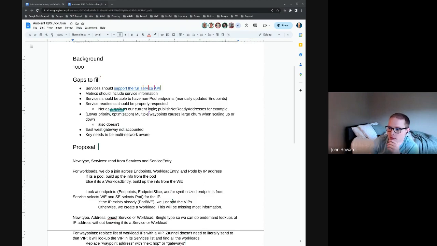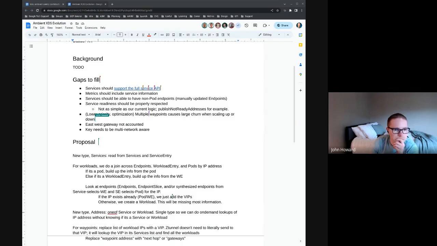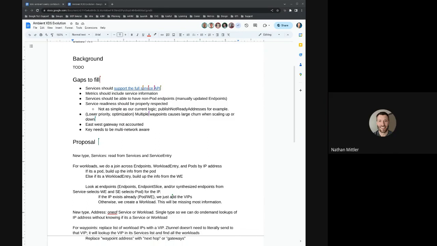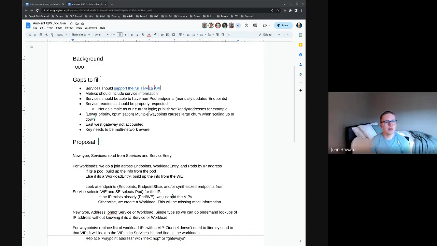Any other gaps? Not a gap, but just curious what your thoughts were with respect to handling endpoints for a service. Did you want to separate it and chunk it like they did with endpoint slice, or are you thinking about just having one monolithic structure? Yeah, so let me go into the proposal, and it should answer that question pretty quickly. This is not fleshed out.